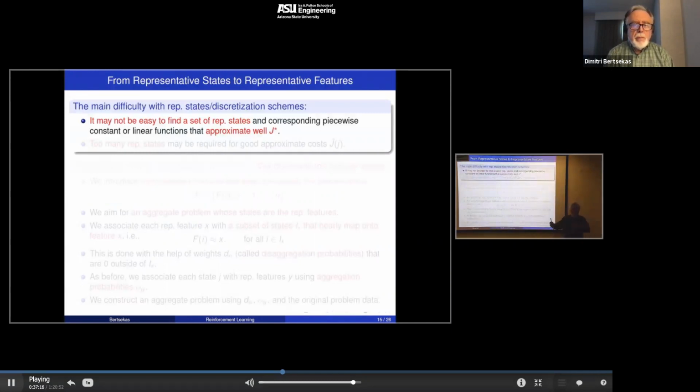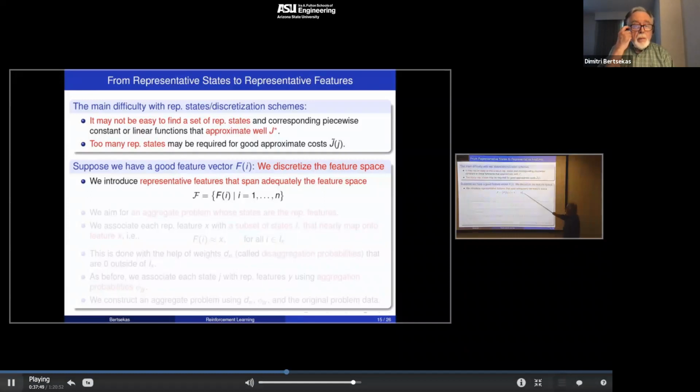If you do blind discretization, you can't figure out where J star changes by a lot or by a little. So some parts of the state space may need more representative states and others may need less. If you go blind into a given problem, it may be hard to find a good set of representative states. There may be too many, in other words. You may have to go to a very large number before you get a good approximation of J star.